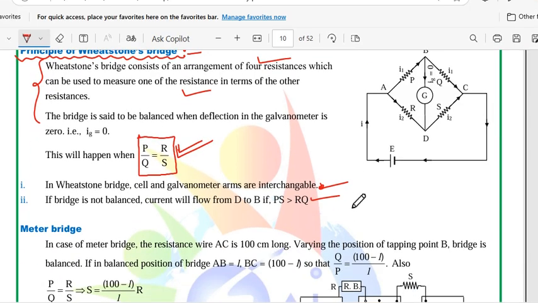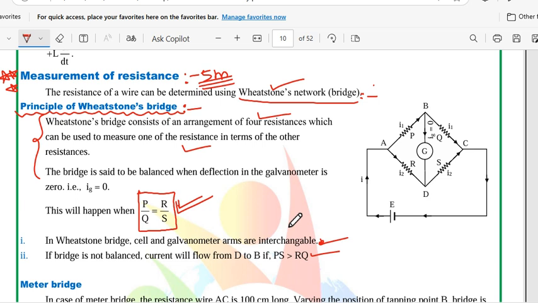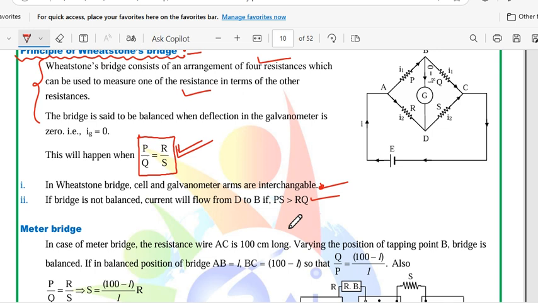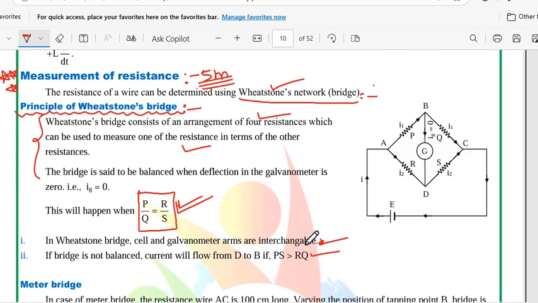See, in a Wheatstone bridge, the cell and galvanometer arms are interchangeable, you can interchange the cell and galvanometer arms. If the bridge is not balanced, the current will flow from D to B, whereas I have told you the current will flow from B to D. So if a bridge is not balanced, the current is not equal to 0. Where the flow of current between B and D is not equal, the bridge is not balanced. In that case, current will flow from D to B. This is all about the Wheatstone bridge. We have proved it here.